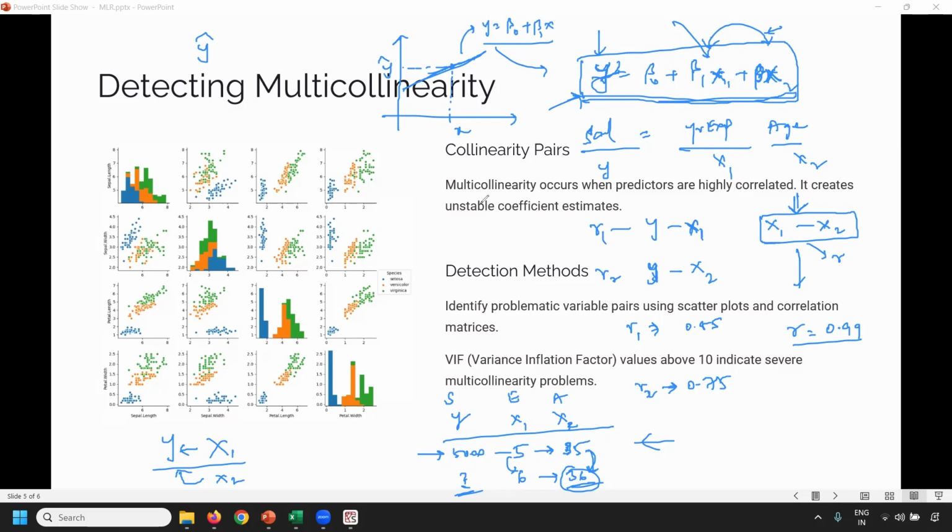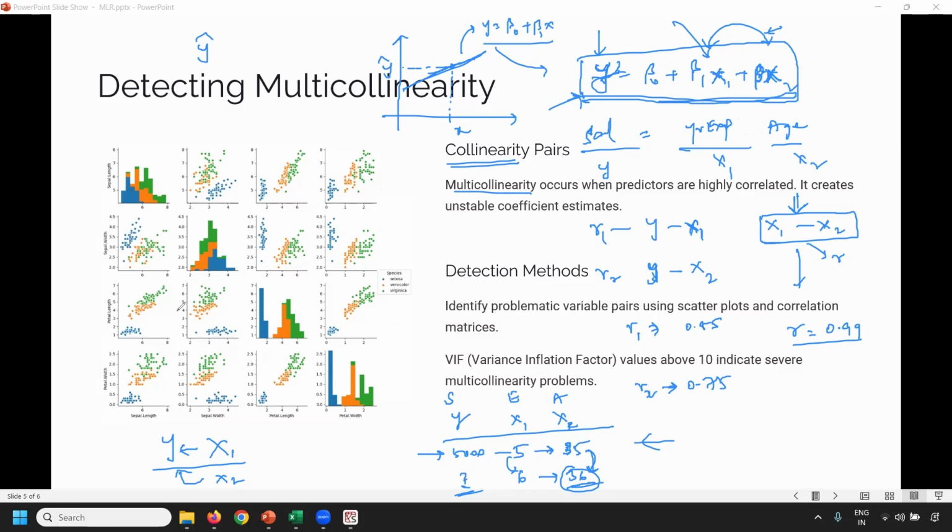Okay. So this problem that we are talking about is called collinearity. And if you see pairs of them, for example, age and experience is something which we are talking about as a pair. But similarly, if you have multiple such pairs, then we call it multi-collinearity.